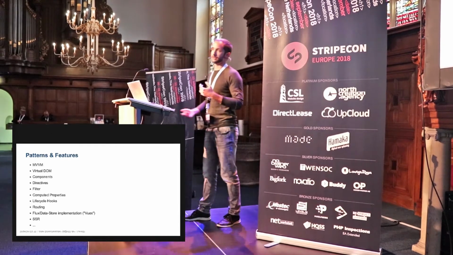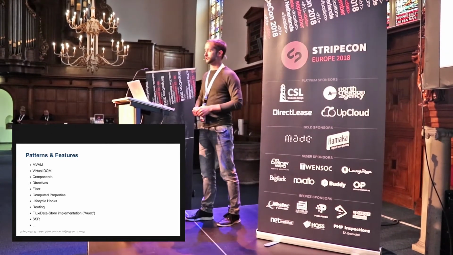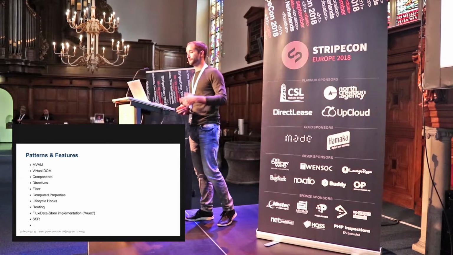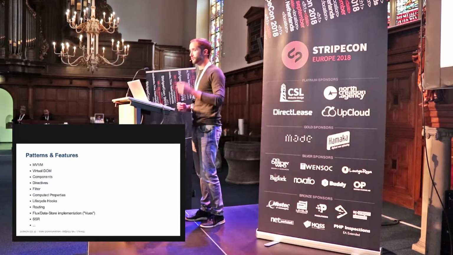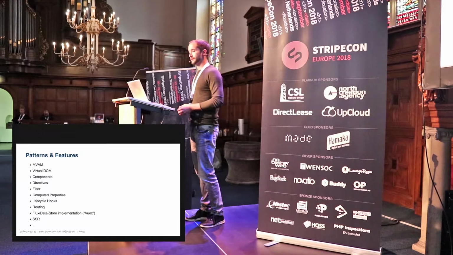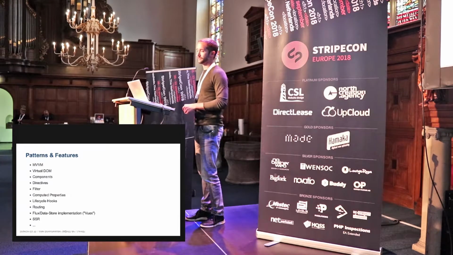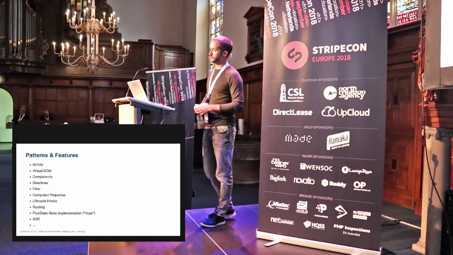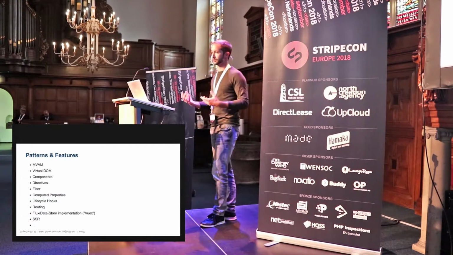Some of the patterns and features that come with Vue.js is the model view view model pattern, a virtual DOM, pretty good virtual DOM, a fork of Snabbdom actually. It has, of course, components, especially in the version 2 of Vue.js. Components are like the main building block.